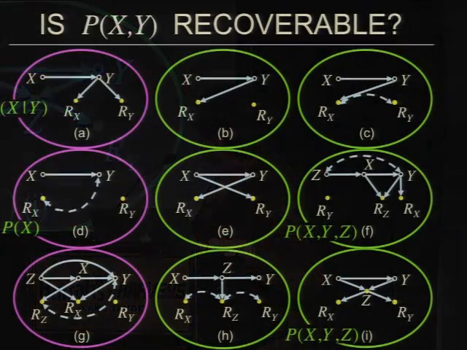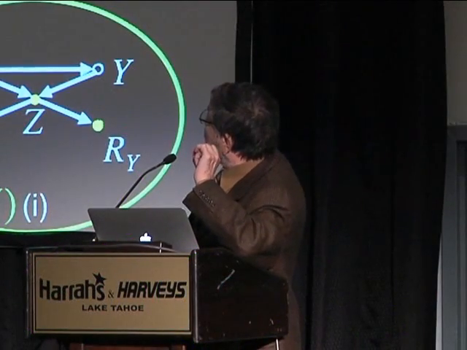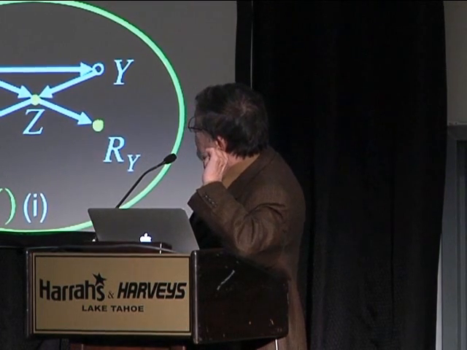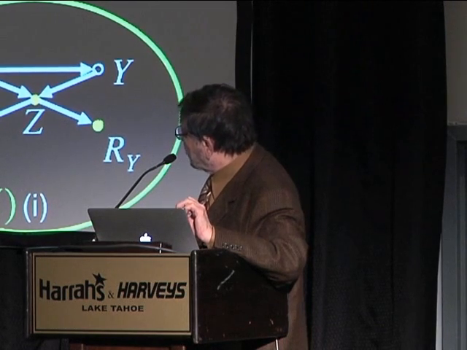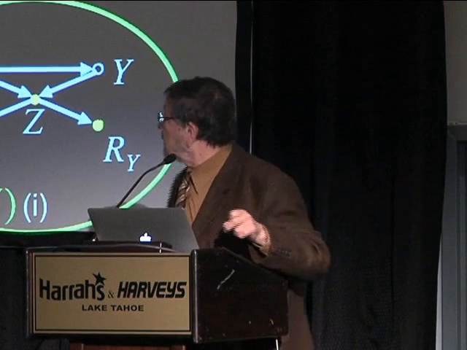And it's all query dependent. Here I ask whether P of x and y is identifiable. But in this one, P of x given y is recoverable. Here, P of x is recoverable, and so on. So it's all query dependent.